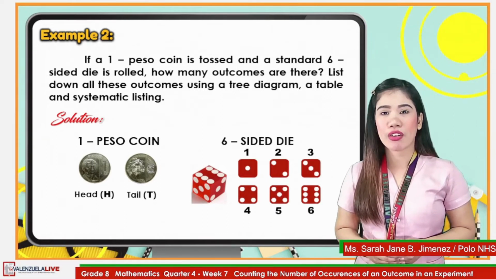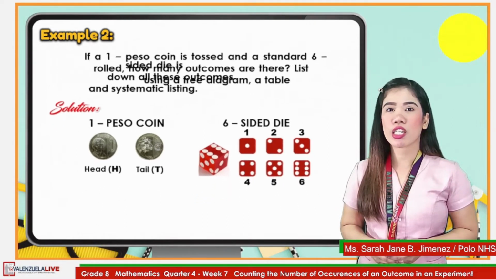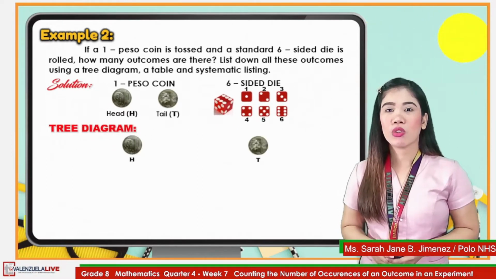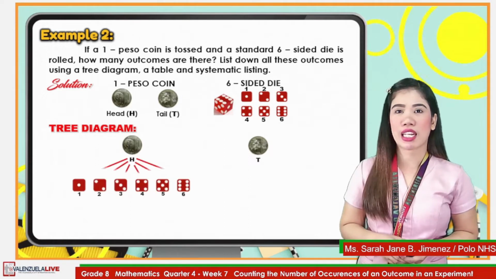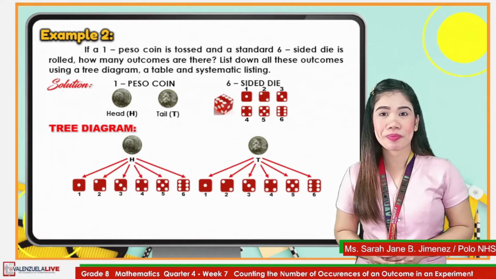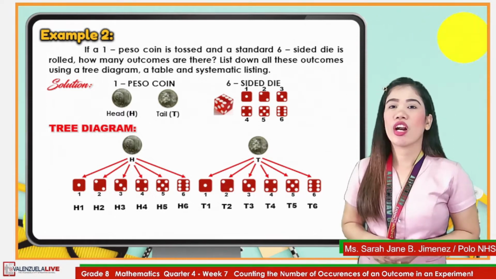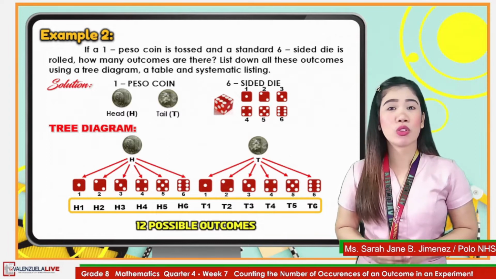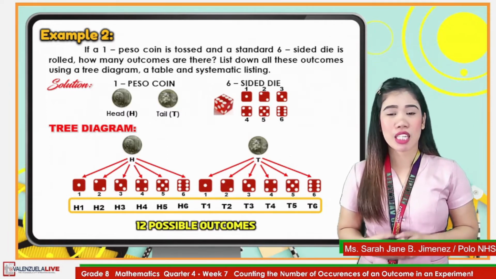Using a tree diagram, we pair the choices from 1 peso coin, the head and the tail, to each of the choices from the 6-sided die. So how many outcomes did we get? That is right. There are 12 possible outcomes using the tree diagram. What about using a table? Could we get the same answer?